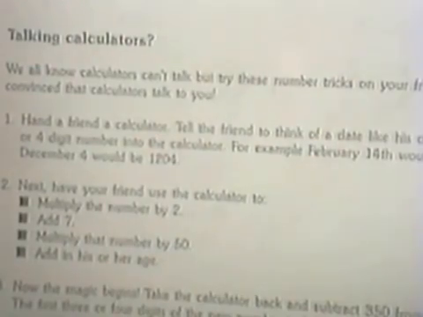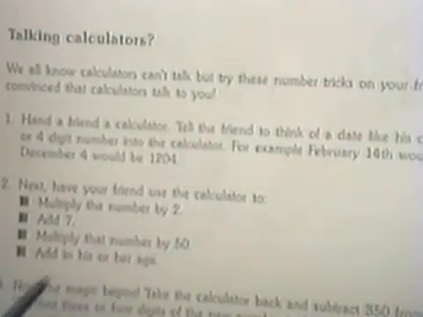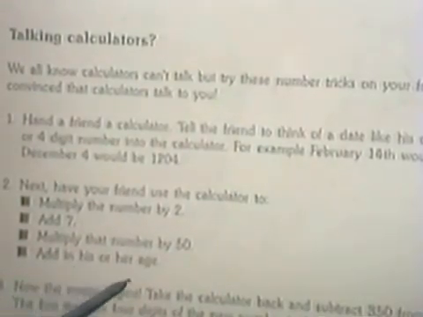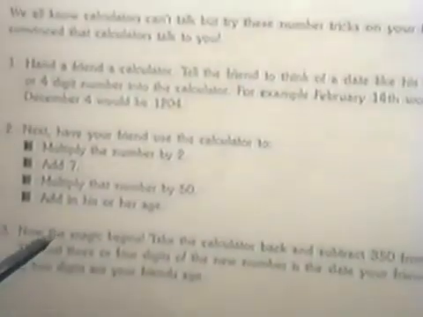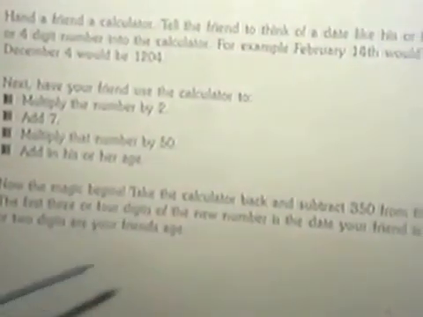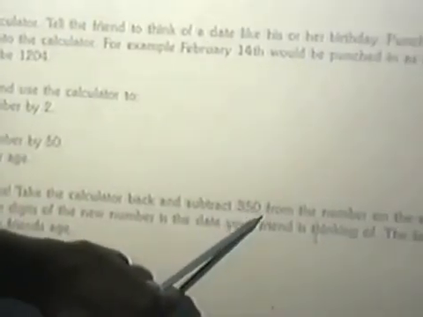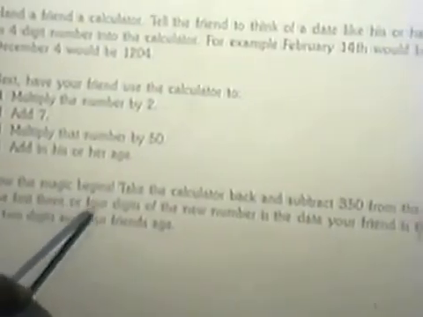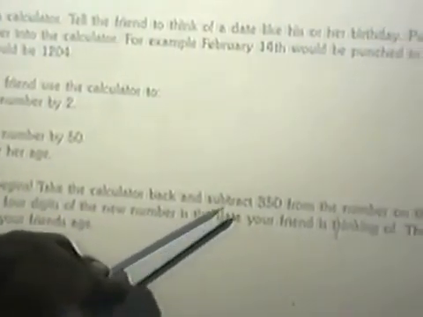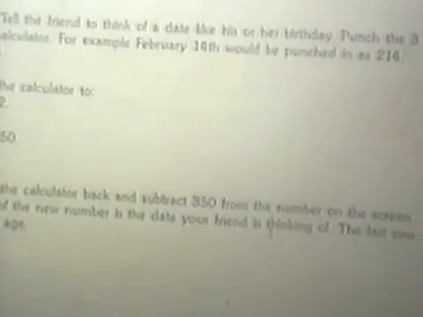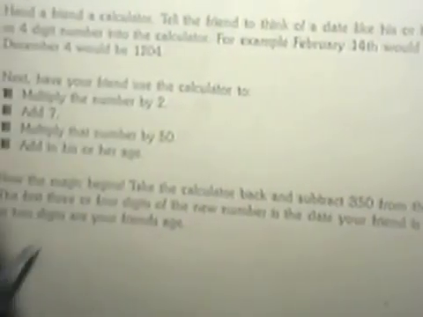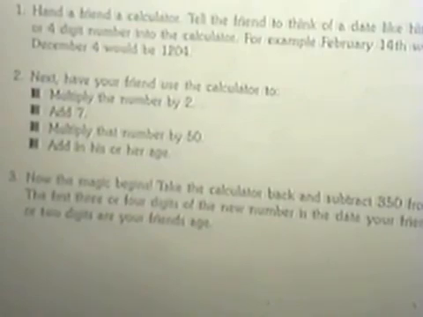Next, have your friend use the calculator to multiply the number times 2. Add 7. Multiply the number by 50. Add in his or her age. Now, the magic begins. Take the calculator back, subtract 350 from the number on the screen. The first 3 or 4 digits of the new number is the date your friend is thinking of. The last 1 or 2 digits are your friend's age. Every time.